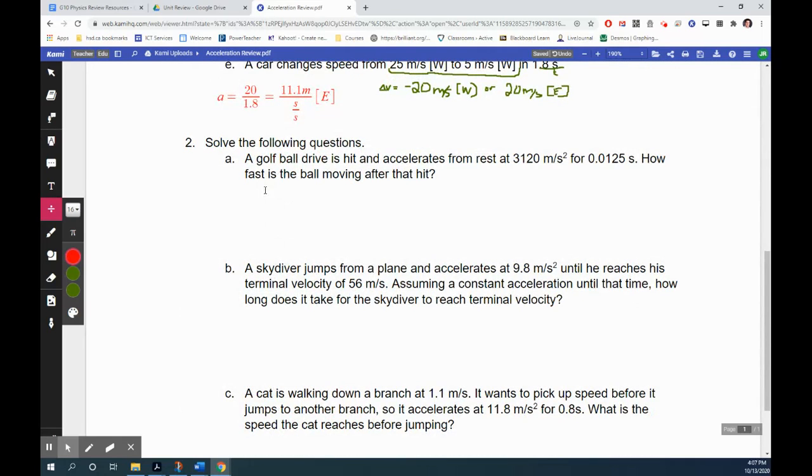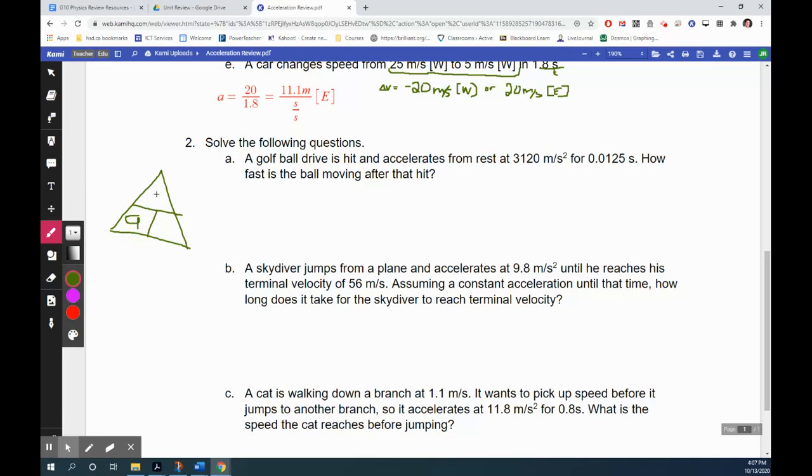Let's do a couple questions here. A golf ball is hit and accelerates from rest at 3,120 meters per second squared for 0.0125 seconds. How fast is the ball moving after that hit? Now I'm going to draw out our triangle here.